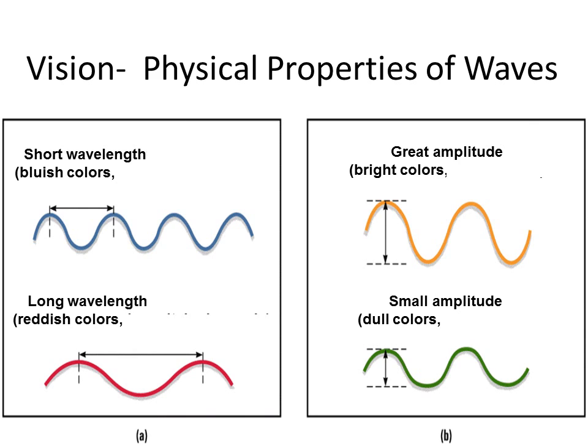For intensity, the taller the wave, the brighter the color is going to be. The more brightness the color has, and then the smaller the amplitude, so the shorter the wave, the duller the colors are going to be.